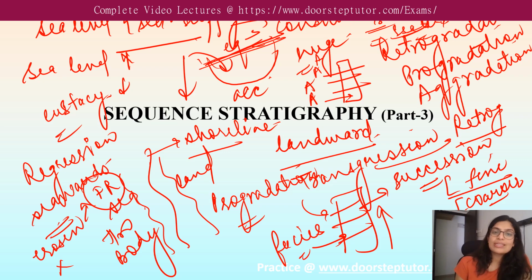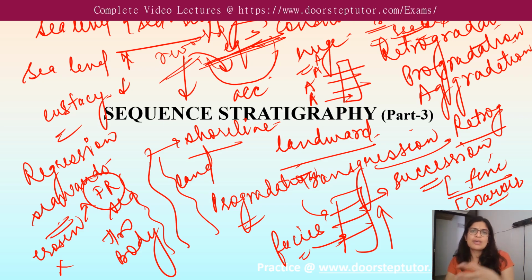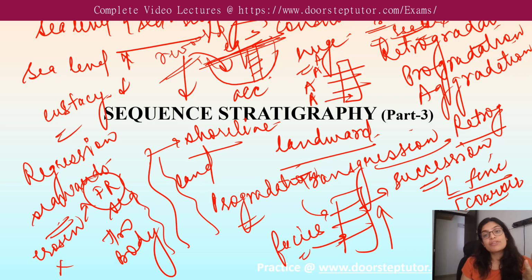Okay, so until the equilibrium is attained, this keeps on filling, but after that, if anything is going on, it is known as reworking, maybe by waves or by tidal currents. Okay, so now when a balance is being created between these two, what will happen? At times the stacking of similar facies takes place, and that is known as aggradation.